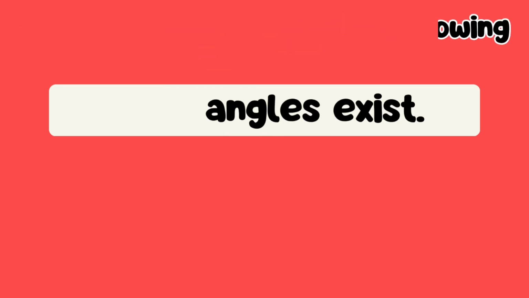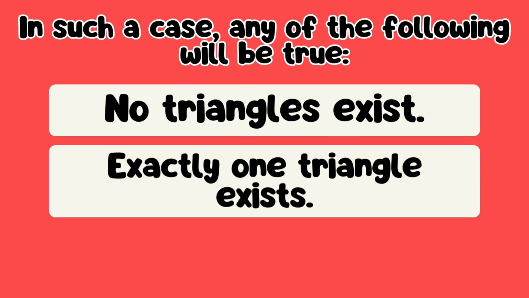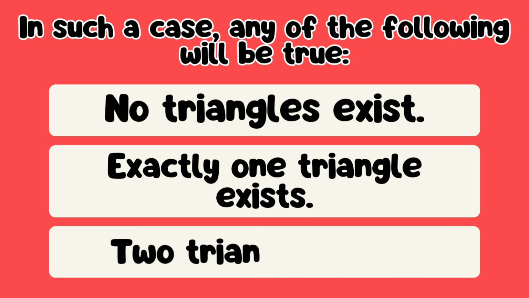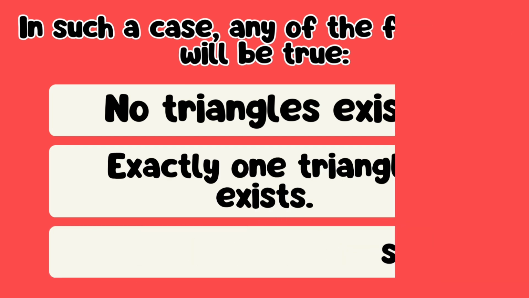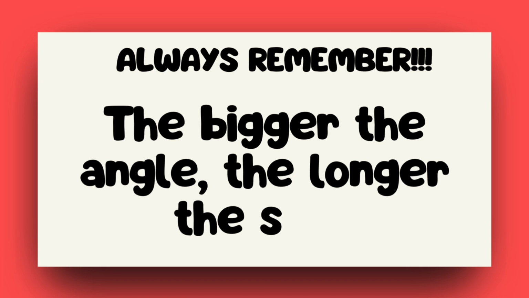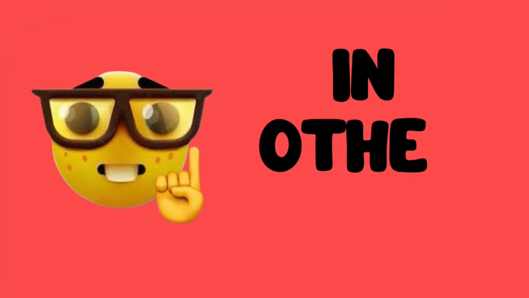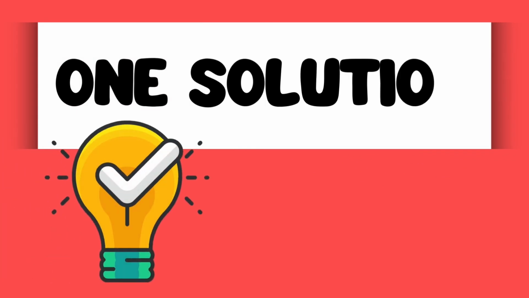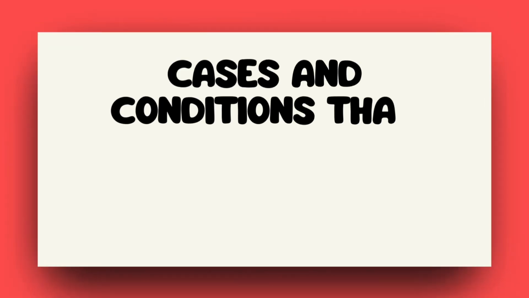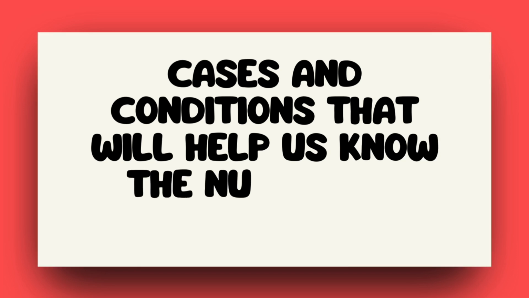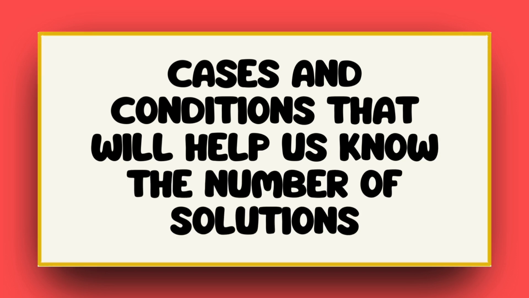Number 1, no triangles exist. Number 2, exactly one triangle exists. And number 3, two triangles exist. You should remember that the bigger the angle is, the longer the side is. So in other words, the triangle may have no solution, one solution, or two solutions. Anyway, there are actually cases and conditions that could help you know how many solutions that triangle has.